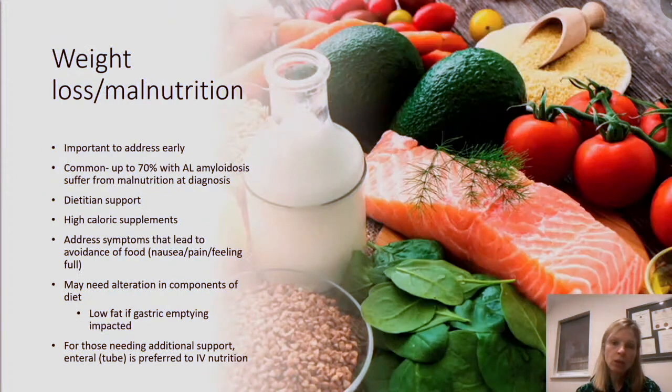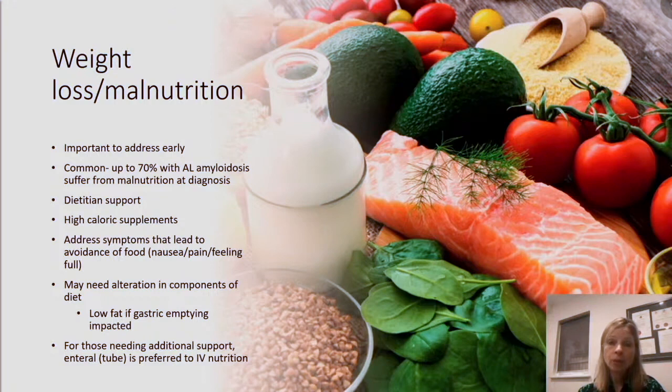So one additional issue I'd like to address is the issue of patients being malnourished or weight loss associated with amyloidosis. It is important to address this early. There was a pivotal study out of the UK a number of years ago that showed that up to 60% of patients with AL amyloidosis at the time of diagnosis of their amyloid were already moderately or severely malnourished. And this was also found to be an important prognostic factor in terms of their long-term outcomes.